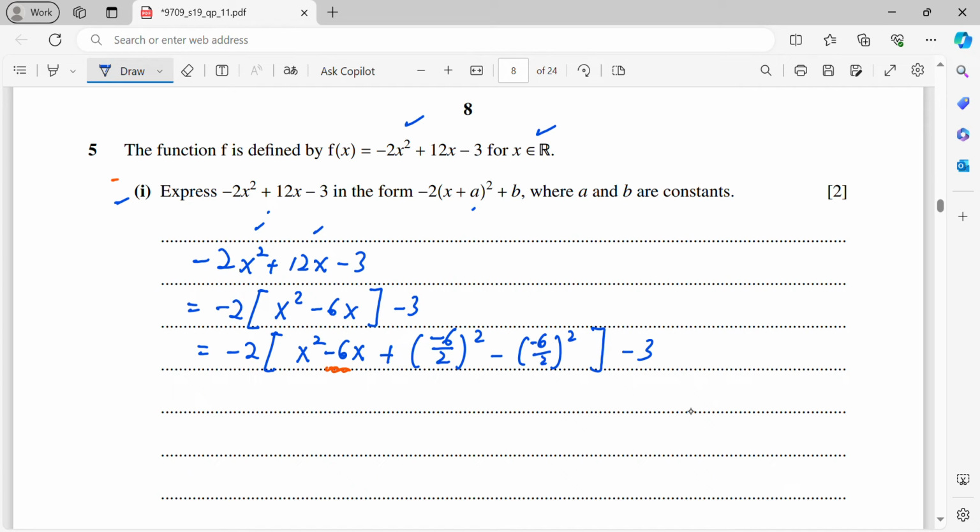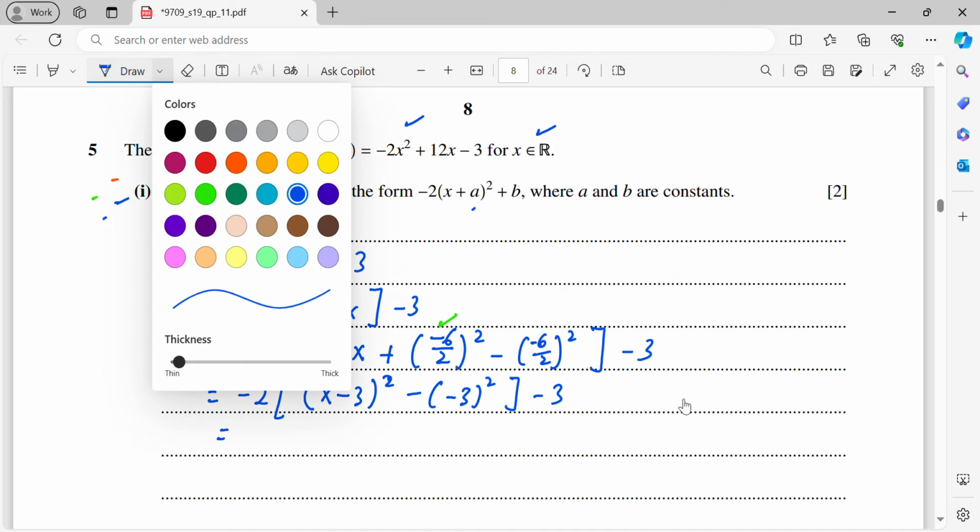Okay, then you will be getting minus 2. And now you factorize the first and third term, right? And you write the square at the back outside the bracket. So here is x. Now when you look at the second term here, it is negative 6 over 2. So I will simplify this into minus 3 and then square outside. Now followed by negative minus 3 squared, close bracket, and minus another 3.